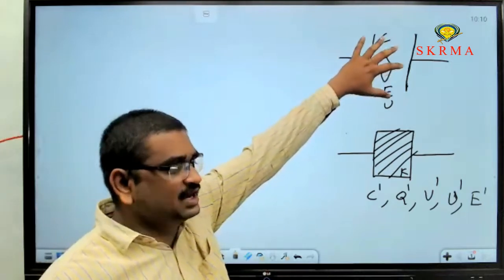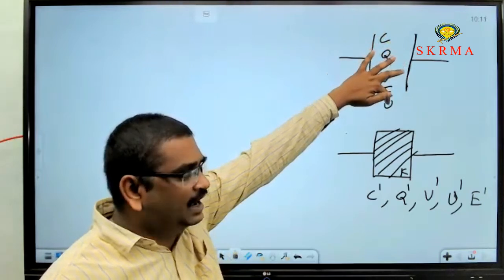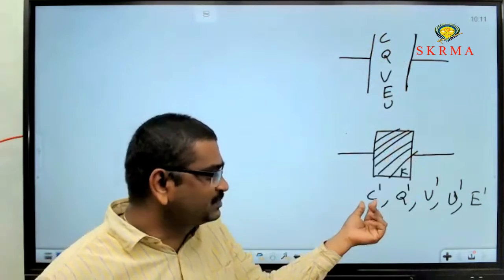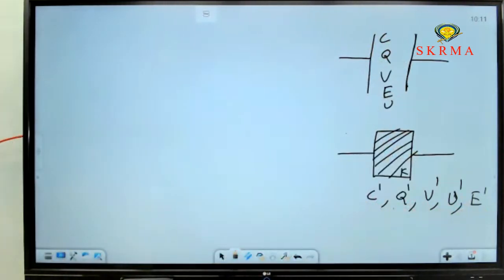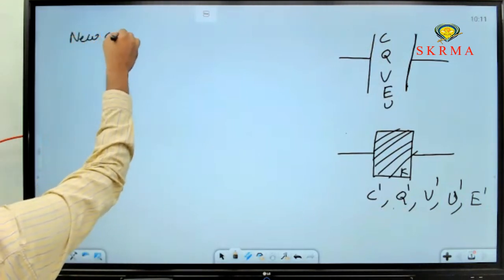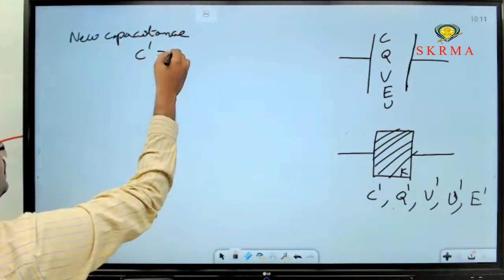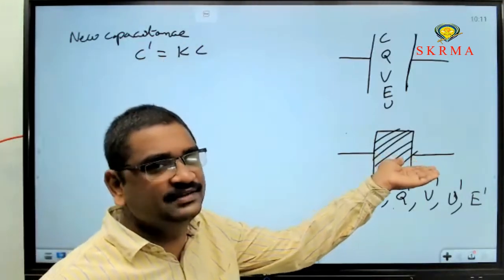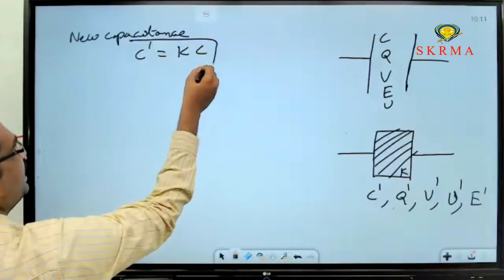So assume that this is a capacitor with properties capacitance C, charge Q, potential V, electric field E, and energy stored U. Now one dielectric is introduced. Then properties become C dash, Q dash, V dash, U dash, and E dash. Now finalize each and every one. First one, new capacitance. What is the value of new capacitance? C dash equal to K into C only, because dielectric is introduced, so capacitance is going to increase. So new capacitance C dash equal to K into C.